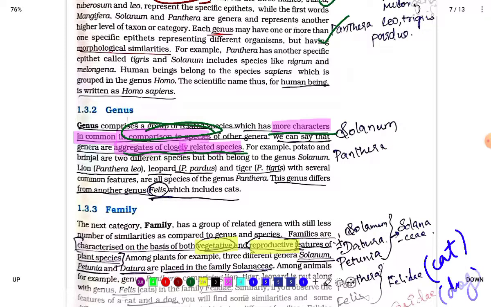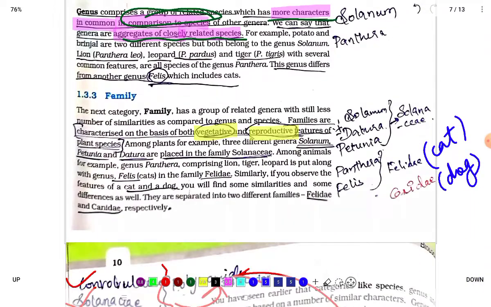Now genus. What is genus? It comprises species, that is an aggregate of closely related species. Example Solanum, Panthera, Homo. These are all examples of genus name.